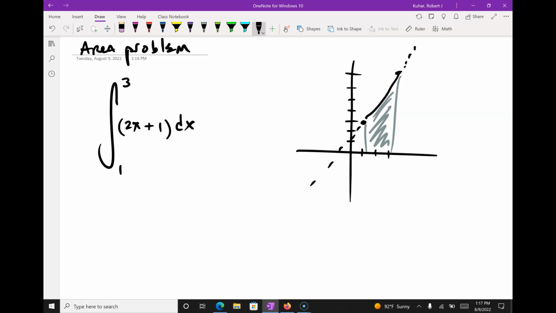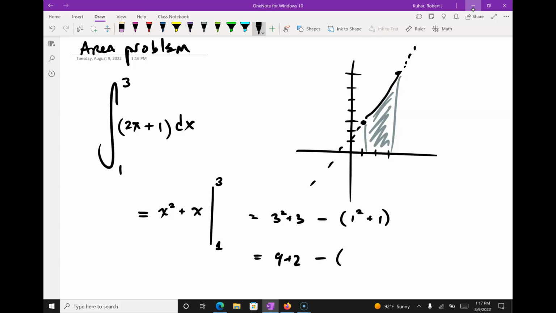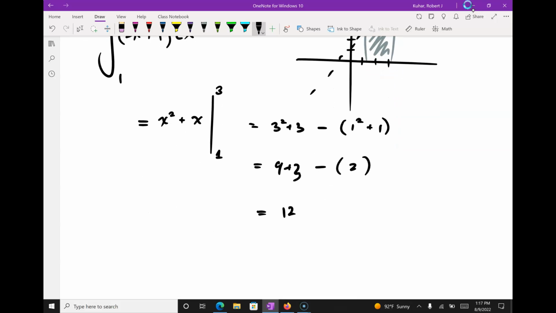Let's do the definite integral first. So what do I get for the antiderivative of 2x? Well, we did it already, right? x squared. And what's the antiderivative of 1? x, good. And we're going to evaluate where? At 3, at 1, and then subtract the values. So I get 3 squared plus 3 minus 1 squared plus 1. So I get 9 plus 3 minus 2. I get 12 minus 2, that's 10.